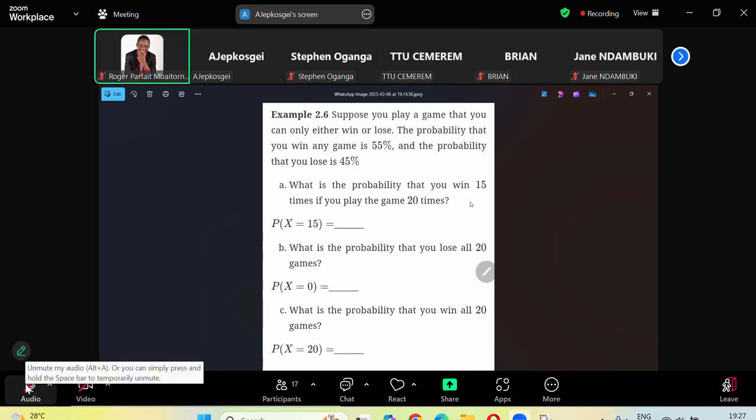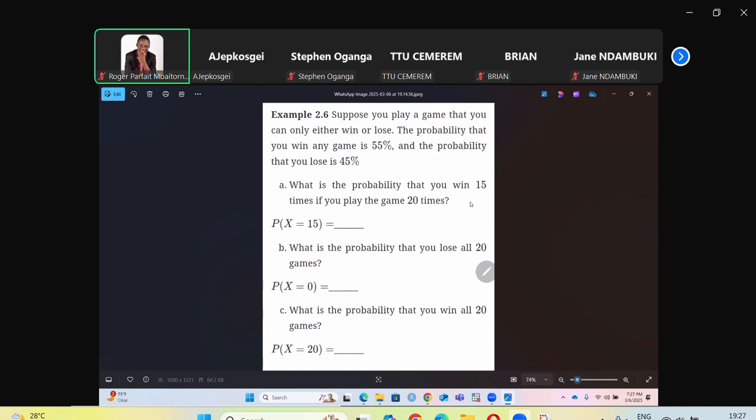Yes, colleagues? Yes. So suppose you play a game that you can only either win or lose. The probability that you win any game is 55% and the probability that you lose is 45%. What is the probability that you win 15 times if you play the game 20 times? Is that okay?